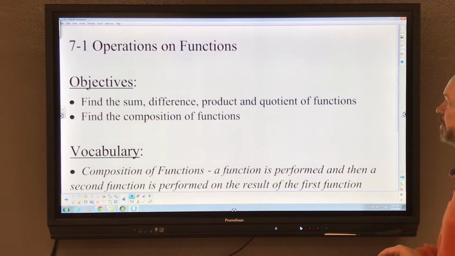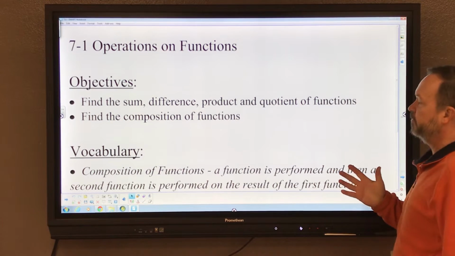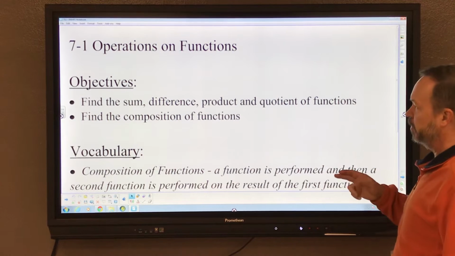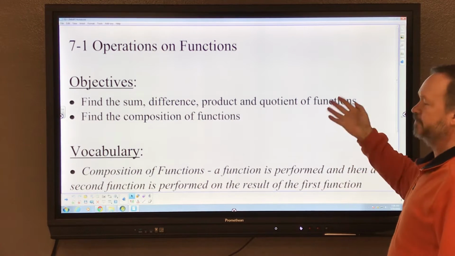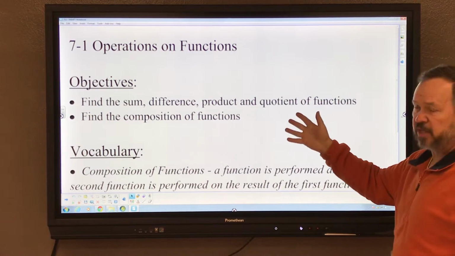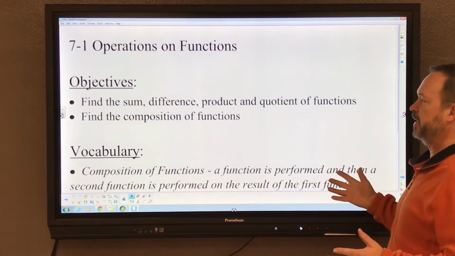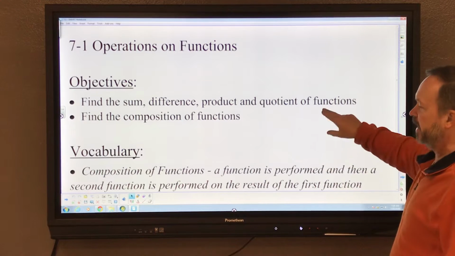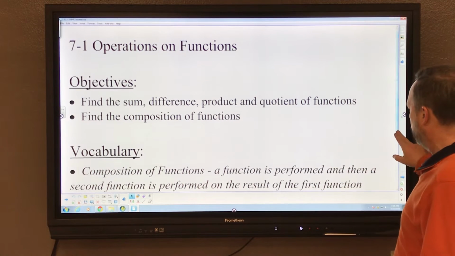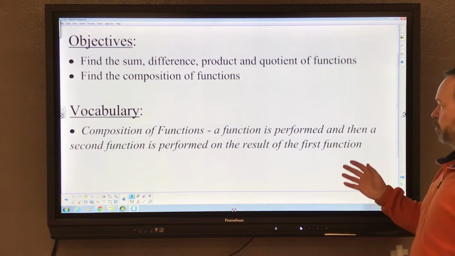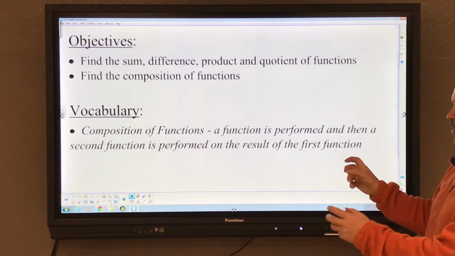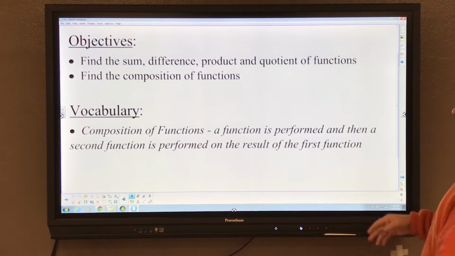So this is 7.1 from our textbook, and we're done with operations of functions. Sum, difference, product, quotient. Really, you've done all those things, you just didn't do it in this context. Find the composition, that's going to be the new one, the one that's of significance to us, and we're going to find the composition of functions, a first function and a second function.